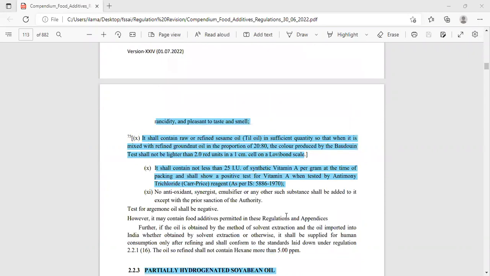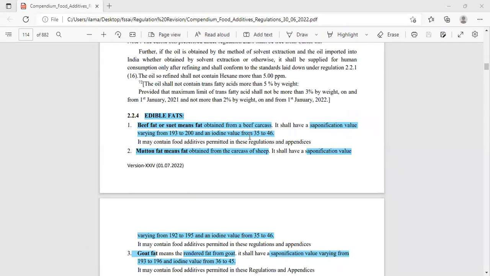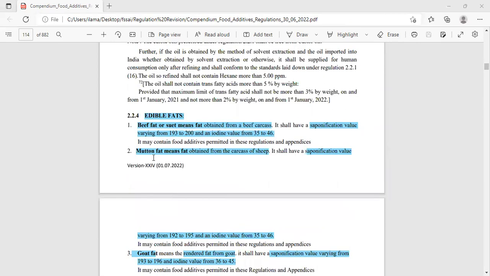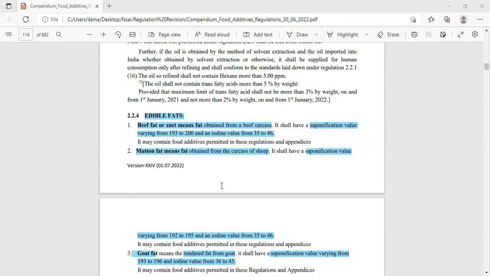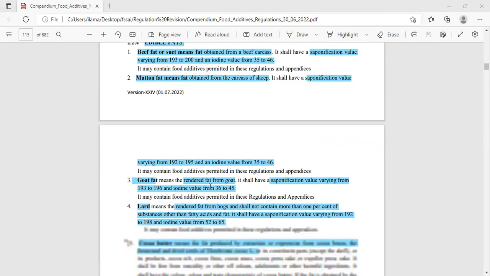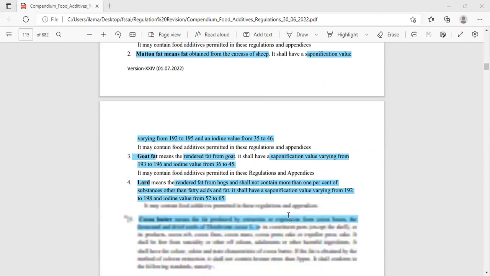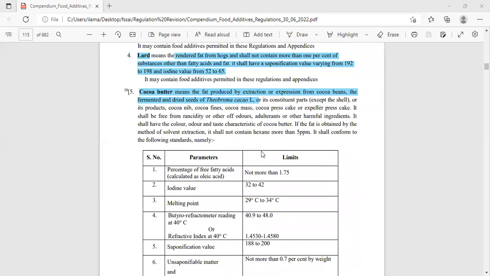If it comes, try to make a guess. And edible fat, we all know, from beef fat, mutton, goat, lard. Just go through what its saponification is, and just remember which one has higher. Here lard only has a high iodine value. It's 52 to 65. And remember which one has the highest saponification value also. And cocoa butter, we all know it is extracted from cocoa beans, and know its scientific name.